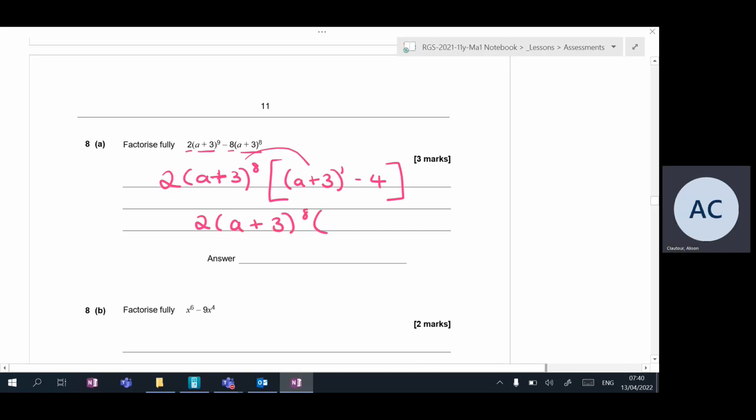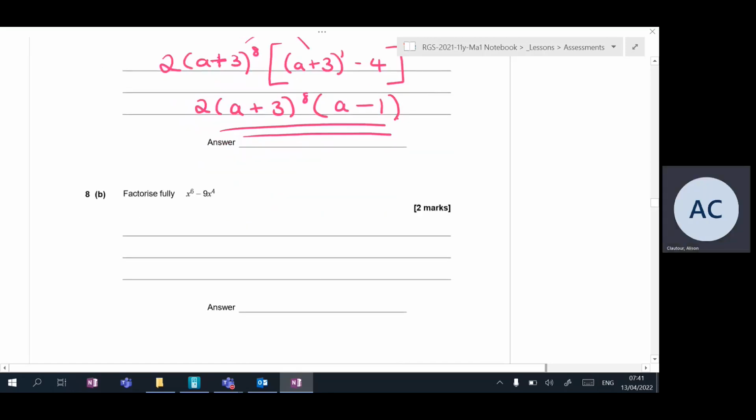Okay, so I'm going to collect together everything in my square brackets. I've got a plus 3, and then take away 4 gives me a take away 1. So that is your fully factorized expression.